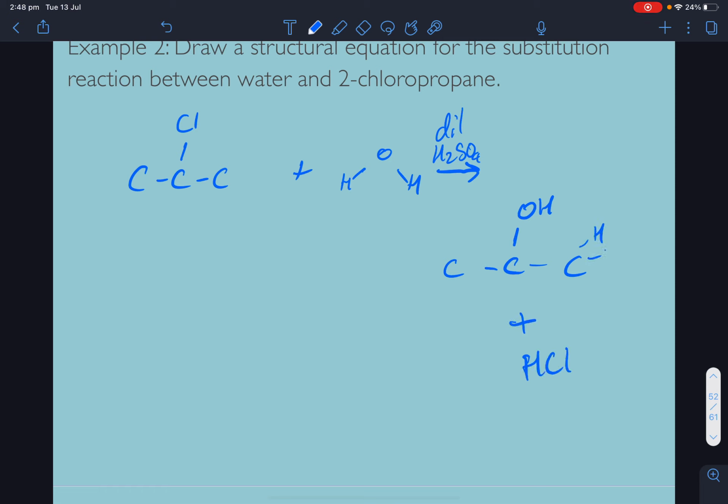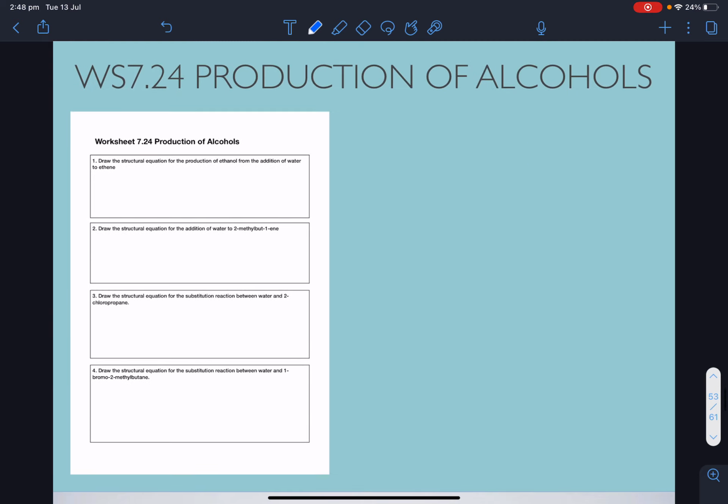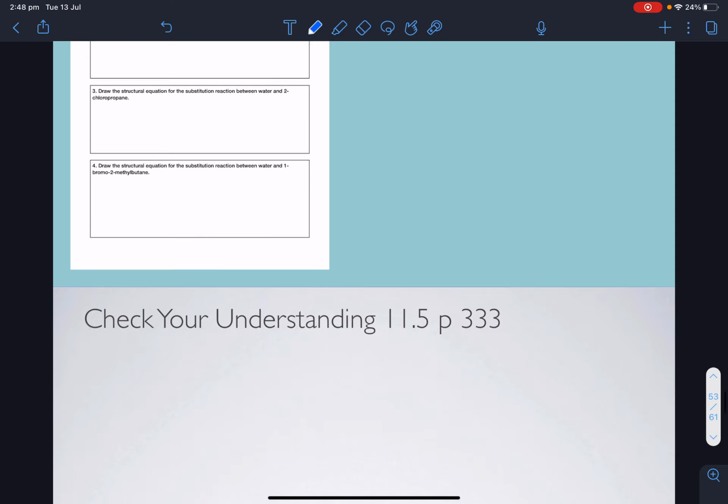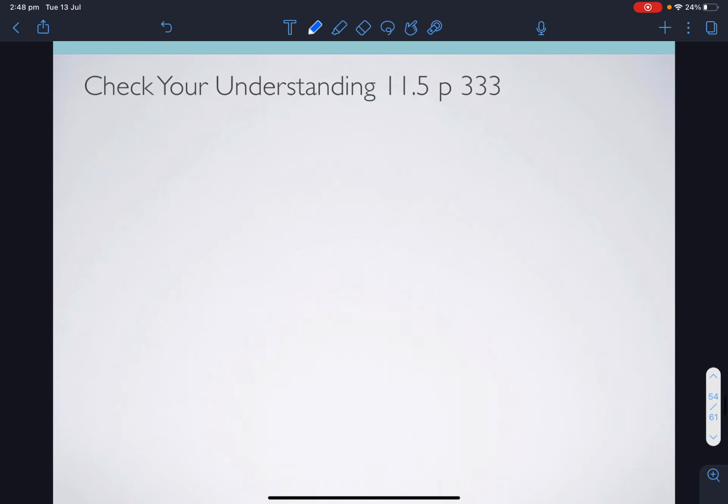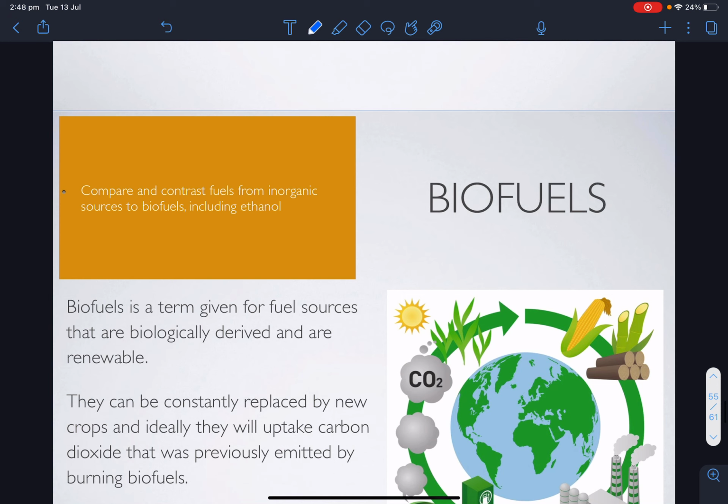Should I put my hydrogens in? I should be good. 1, 2, 3, and then 1 here, and a CH3, and a CH3. Alright, so you've got enough knowledge now to do production of alcohols, and there are some check your understanding questions too if you're still struggling.